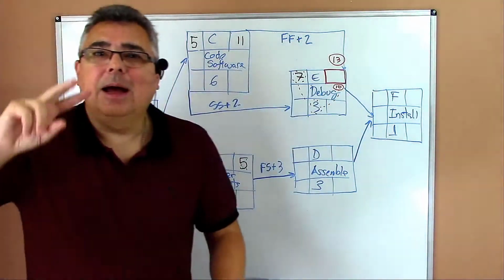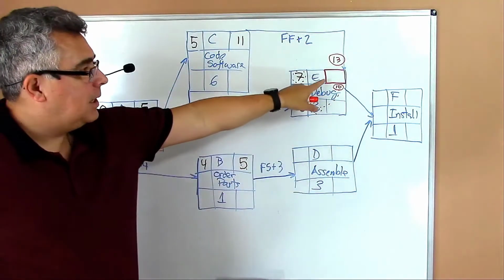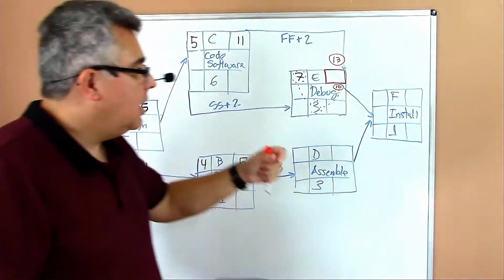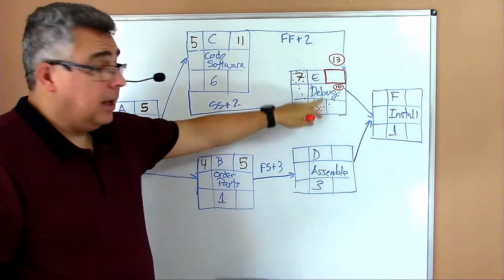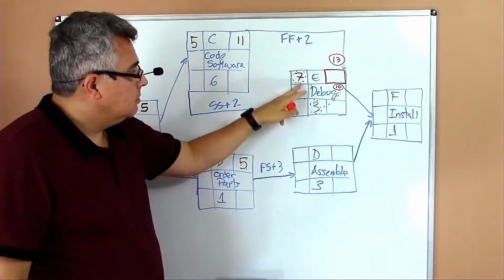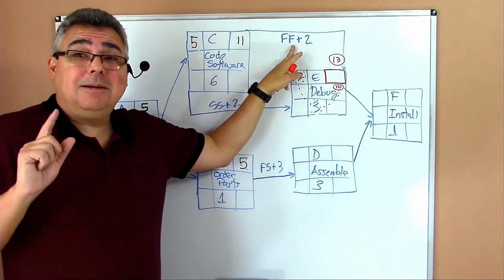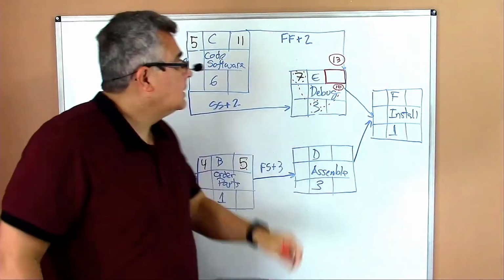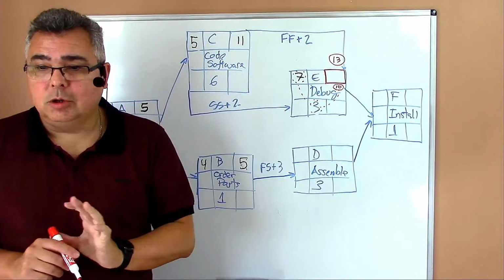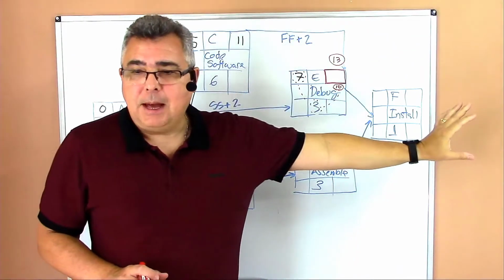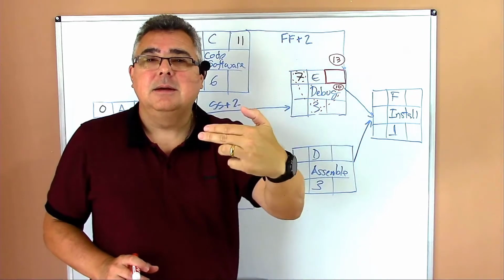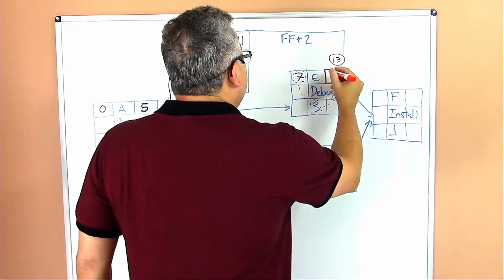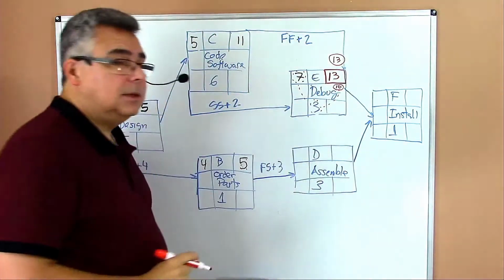So I have two conditions to finish task E. I can only finish task E if I execute the task, of course, so 10, and I have to wait until 2 days after finishing task C. Two conditions. Because we are in the forward path, I take the longest condition. And therefore, I have 13 as the day.